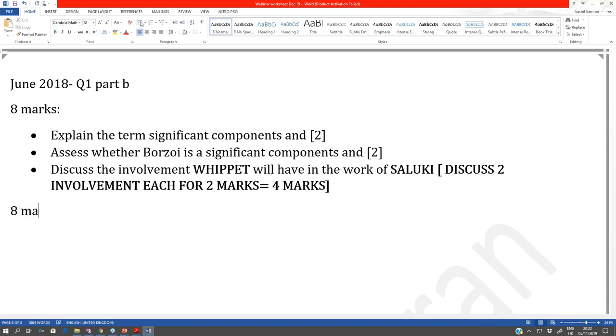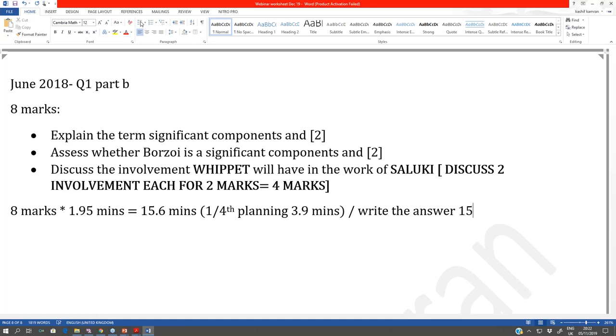Again, 8 marks, multiply by 1.95 minutes. Anyone can give me a quick answer for that. 8 marks multiplied by 1.95. 15.6 minutes I have in total. 1/4 of this has to be spent on planning. So 1/4 of 15.6 is 3.9 minutes. So how much time do I have to write the answer? The writing time for the answer is 11.7 minutes. I think 4 minutes is good to read whether Borzoi is a significant component and to discuss things up.